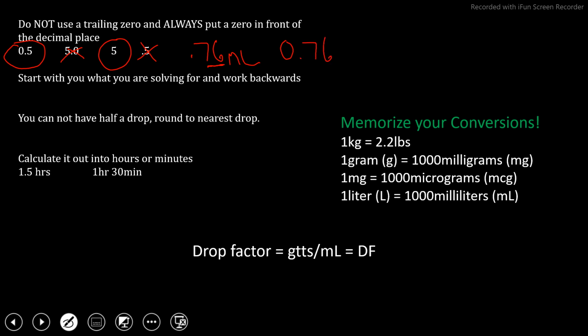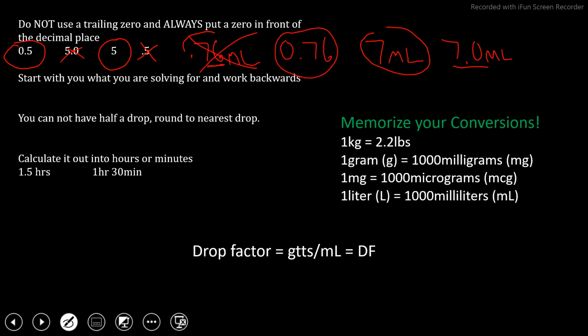Similarly, if you get 7 mLs for an answer, you don't want to put 7.0 mLs because that could be mistaken for 70. So these ones are the correct ones. These ones are not.